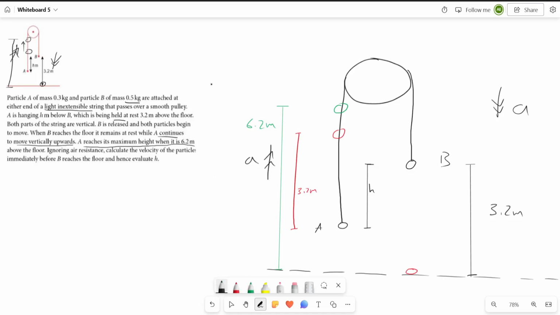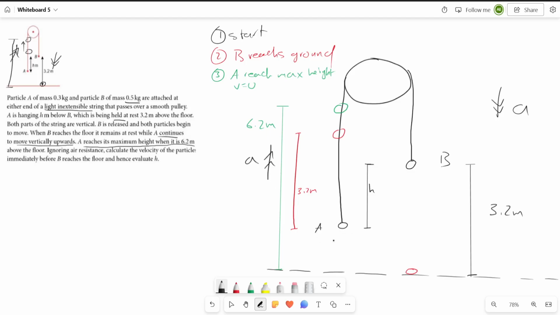So we know that the black color is the start, red color is when B reaches the ground, and the green color is when A reaches max height and stops. So V of A is going to equal 0. It stopped over here. So let's see how we are going to solve this.